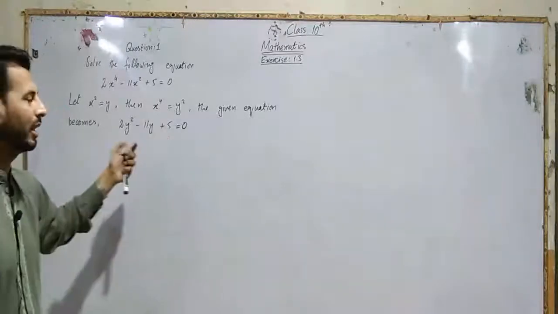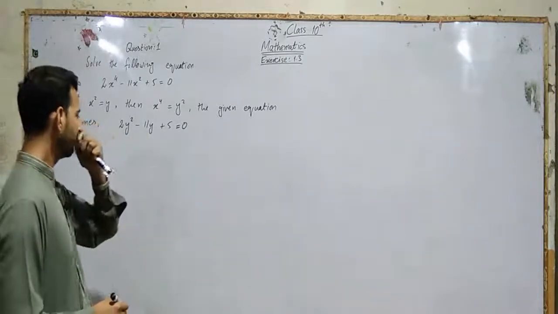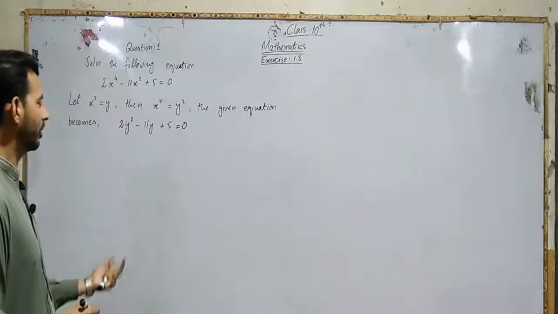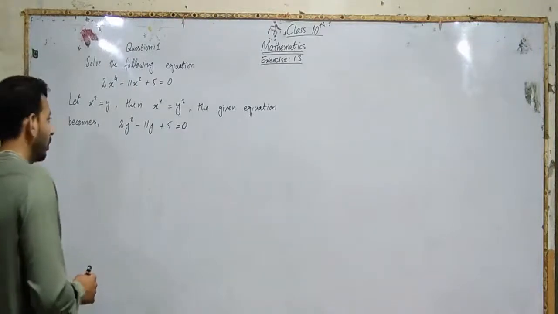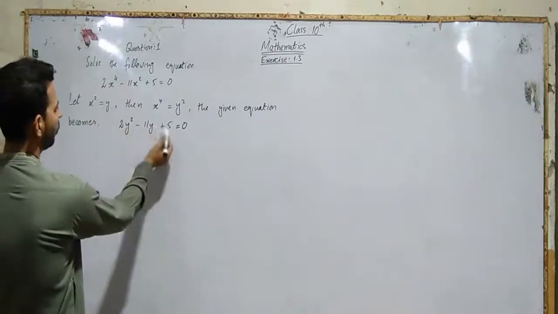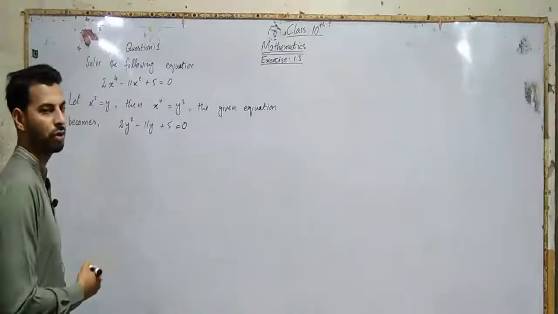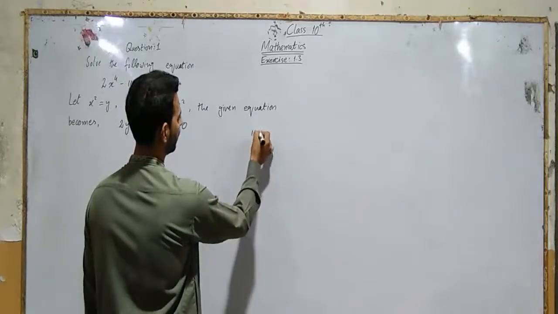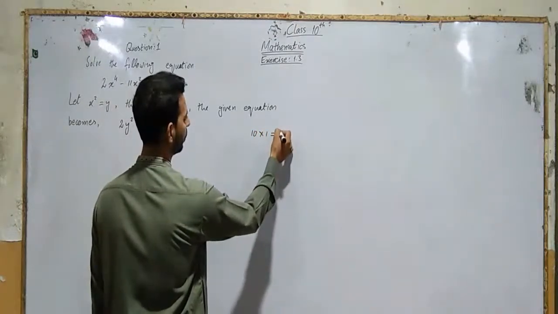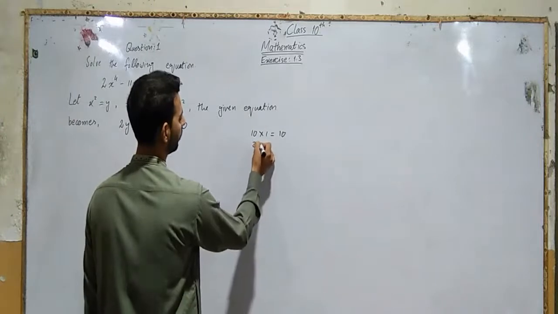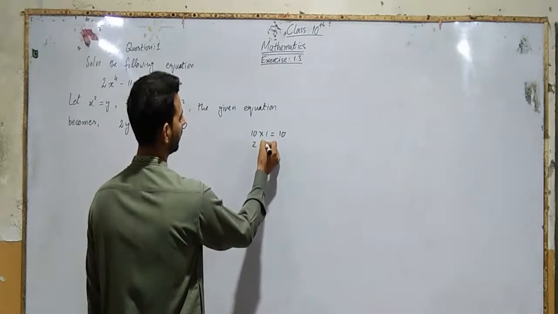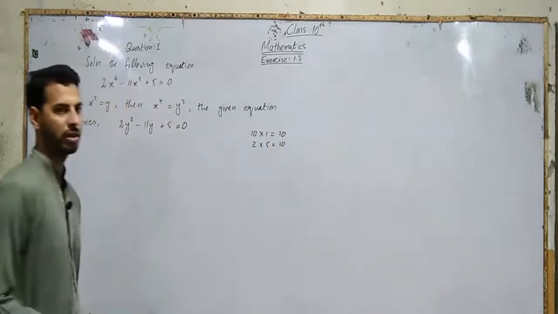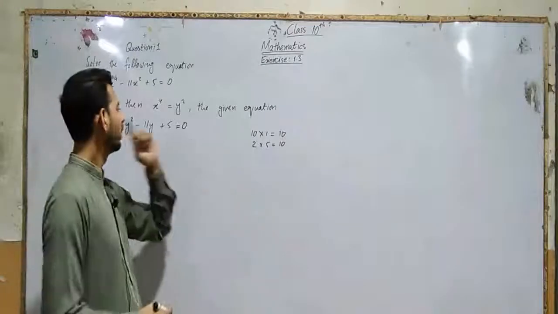Now students, see it is a quadratic equation, so we can solve it by using factorization. So first of all we will see that 2 multiplied by 5 equals 10. Now we have to make the pairs of 10. 10 multiplied by 1 equals 10. 2 multiplied by 5 equals 10. So students, these are two pairs for 10.